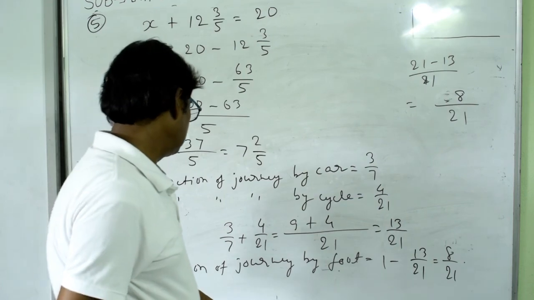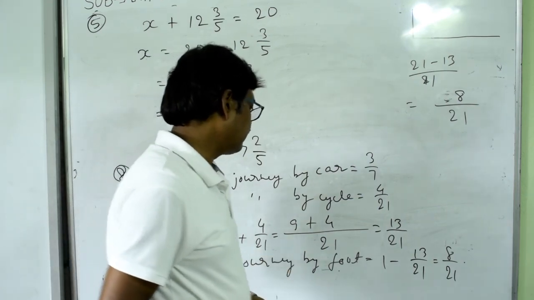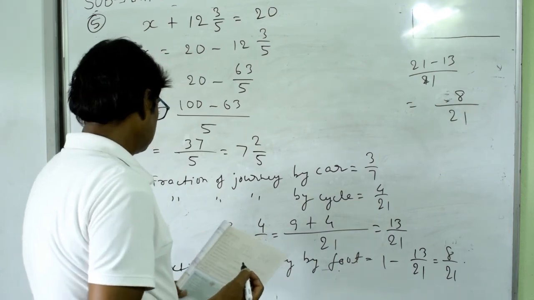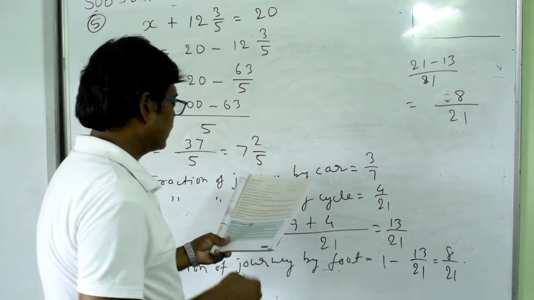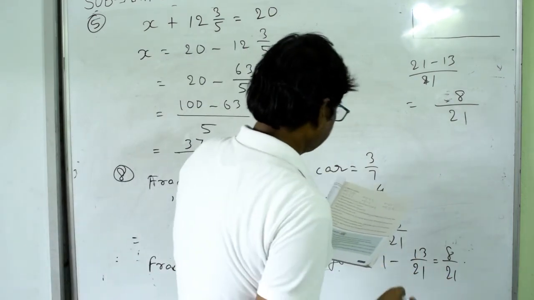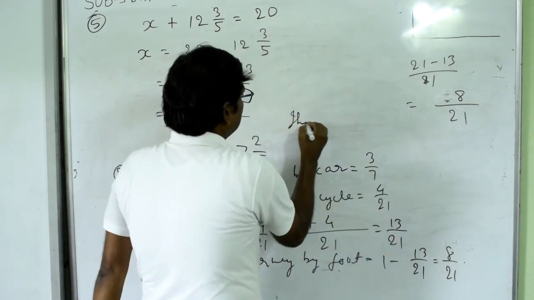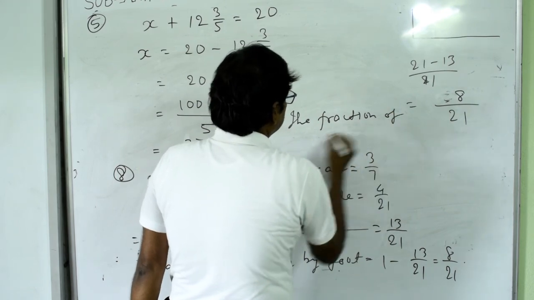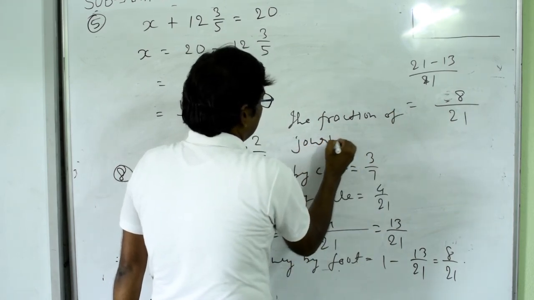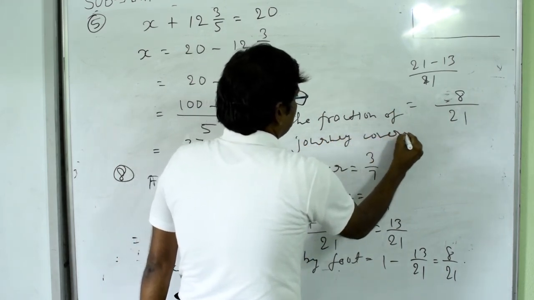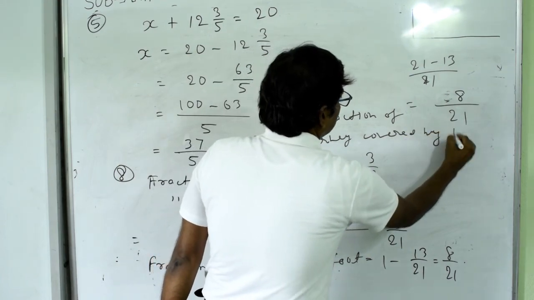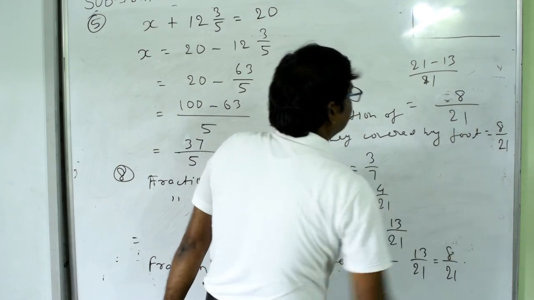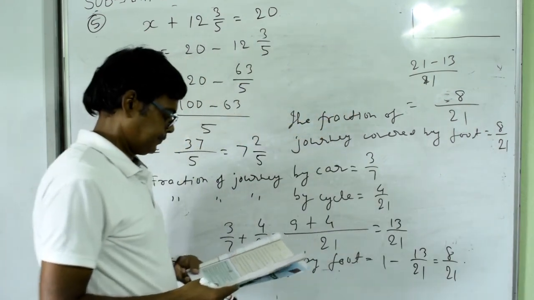8 by 21 of the journey is covered by foot. So this is the answer. So here you will write that. So the fraction of journey covered by foot. Okay. The fraction of journey covered by foot equal to 8 by 21. Okay, this is the answer of this question.